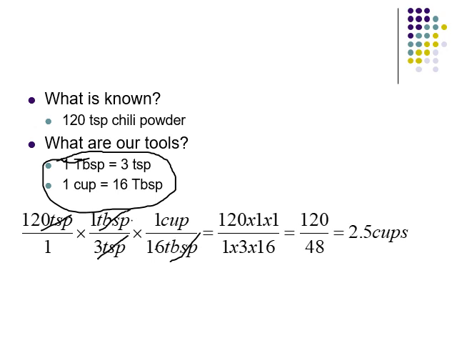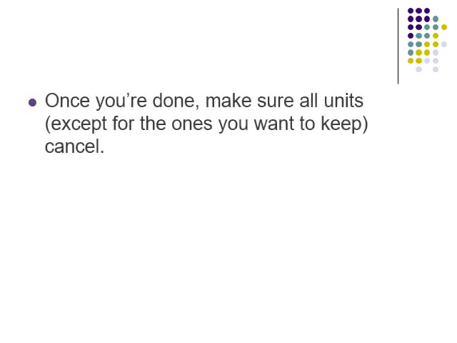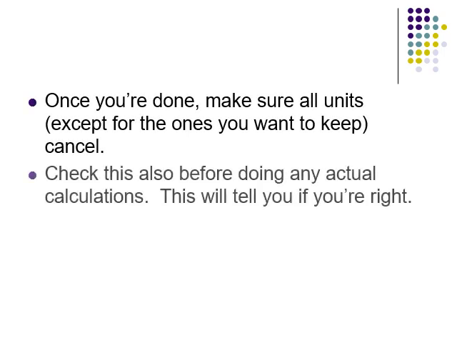So again, what I do is I multiply across the top, so 120 times 1 times 1. I multiply across the bottom, 1 times 3 times 16. I get 120 on top, 48 on the bottom. Then divide, 2.5 cups. And that is the problem. And one of the nice things about this process is when you're done, if you're actually cross-canceling your units, top to bottom, always top to bottom, or bottom to top, doesn't really matter. If the only unit that's left that's not canceled out is the unit you want, you did it right.